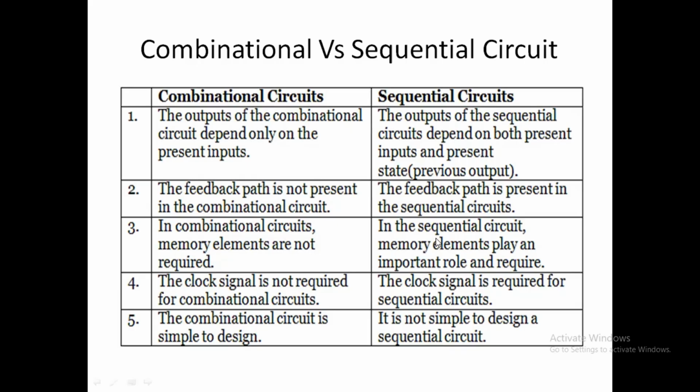In the sequential circuit, the memory element plays an important role because it stores the past value as well as the present value. In a combinational circuit, a clock signal is not required, while in the sequential circuit, a clock signal is required. The combinational circuit is easy to design, while the sequential circuit is not simple. The designing process is quite difficult.